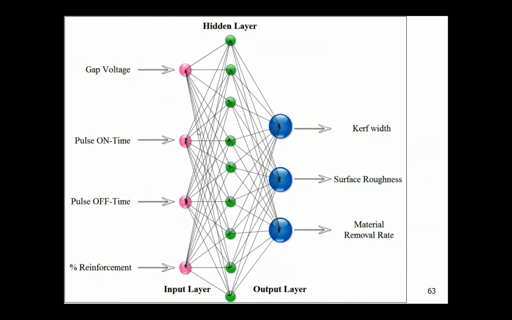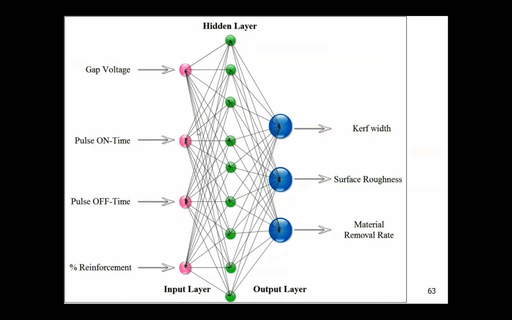Then we are going to develop these layers. The input layer consists of 4 variables: gap voltage, pulse on time, pulse off time, and percentage reinforcement. The outputs that we are going to predict are kerf width, surface roughness, and material removal rate. In this, how many hidden layer neurons are we going to have? 1, 2, 3, 4, 5, 6, 7, 8, 9.